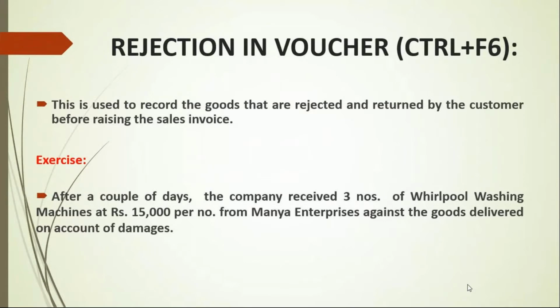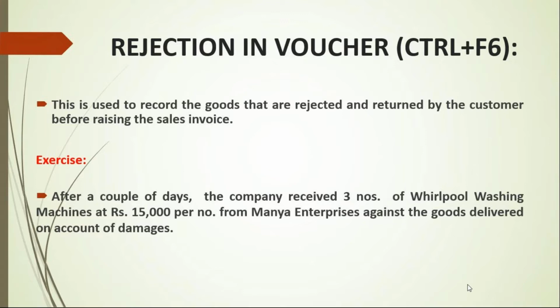So this is used to record the goods that are rejected and returned by the customer before raising the sales invoice. Okay. So what is the functional key for rejection in voucher? It is Control plus F6. Now, here I've given the exercise for the same. After a couple of days, company received 3 numbers of Whirlpool washing machines at 15,000 per number. Rate remains the same. Rate will not vary from Mani Enterprises against the goods delivered on account of damages. Okay. So out of 4, 1 is being accepted, but the other 3 are sent back by Mani Enterprises.